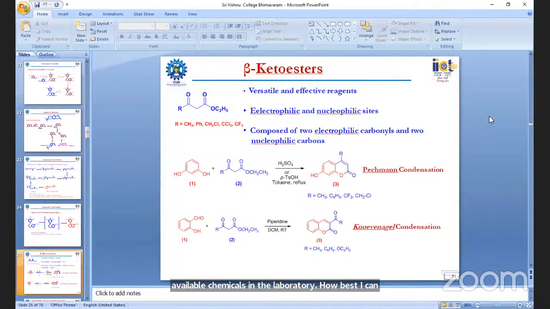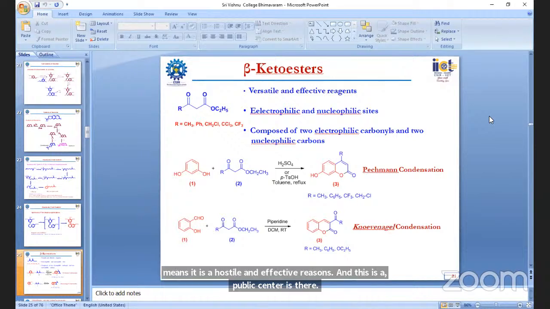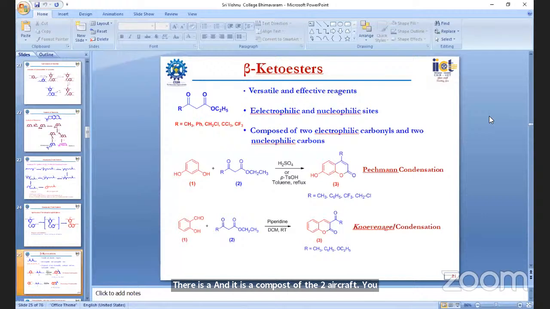For example, if you see this slide, this is a simple beta keto ester. It is available in all laboratories, not only big ones but small laboratories also. Beta keto esters are commercially available, which makes them versatile and effective reagents. There are electrophilic centers and nucleophilic centers: two electrophilic carbonyls, CH3 C double bond O and the ester C double bond O, and two nucleophilic carbons. It is a very simple compound, but a fantastic molecule. R can be methyl, phenyl, CH2Cl, CCl3, and CF3. These are the available beta keto esters with strong electron withdrawing groups, as well as phenyl.